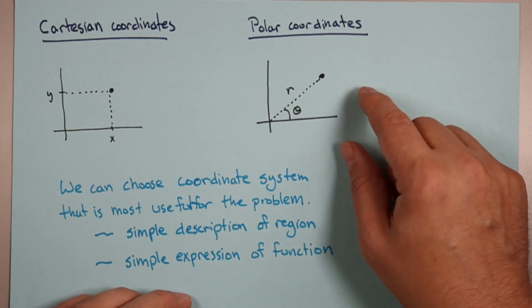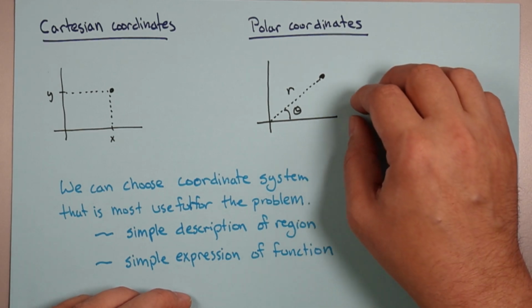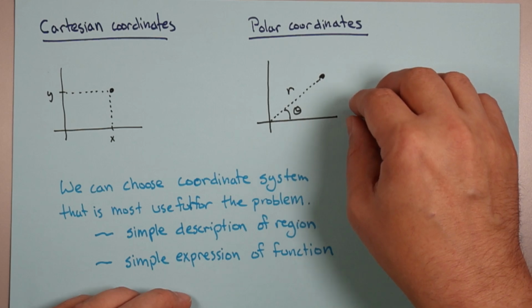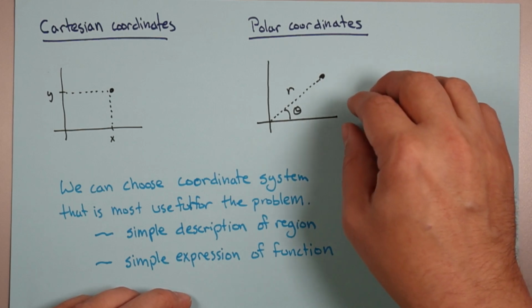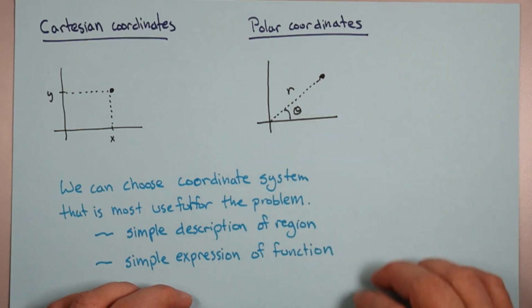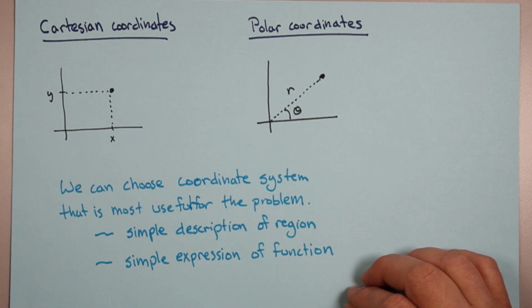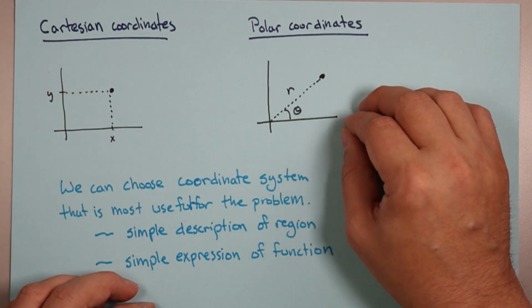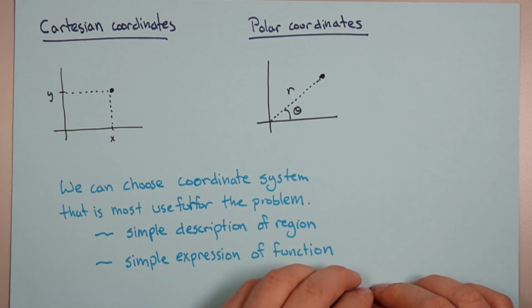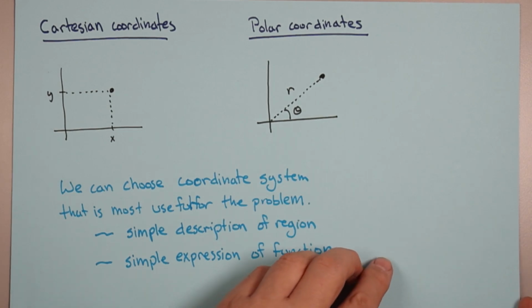And so when you have a certain region that's very simple to describe in, say, polar, it makes sense to work in polar. There's also the situation where the function may be, again, complicated in the Cartesian system, but relatively simple in the polar coordinate system. And we'll see some examples as we go on.